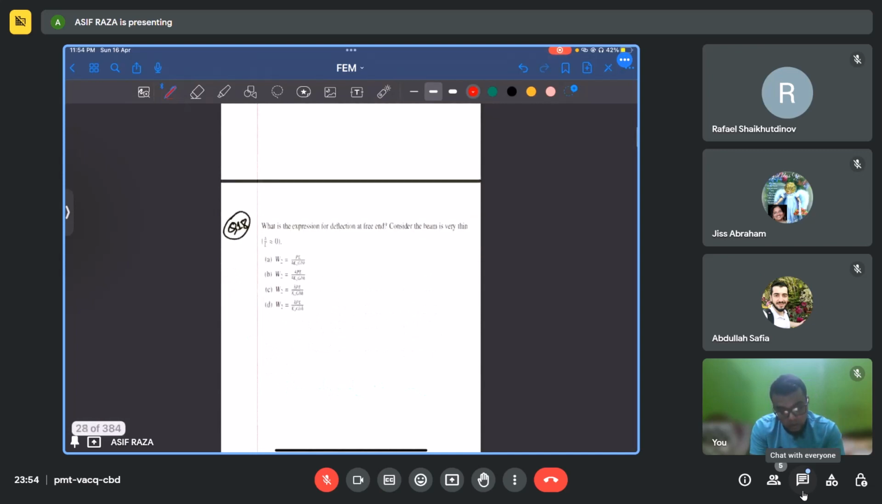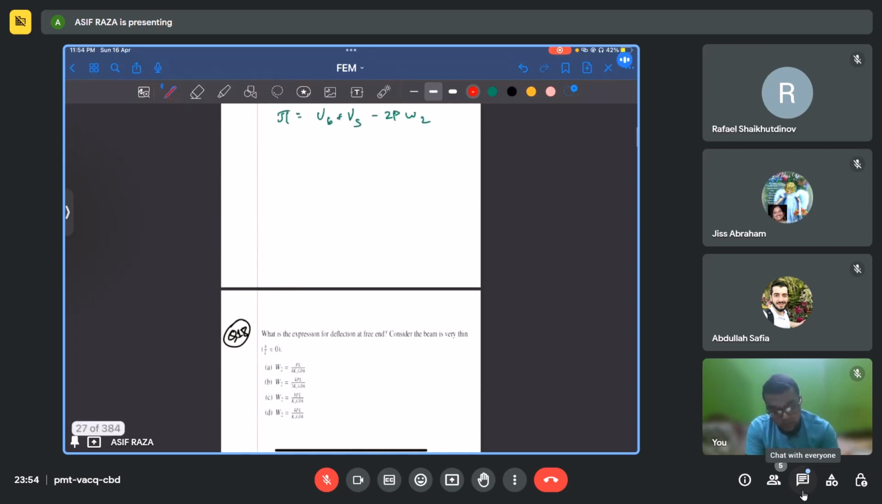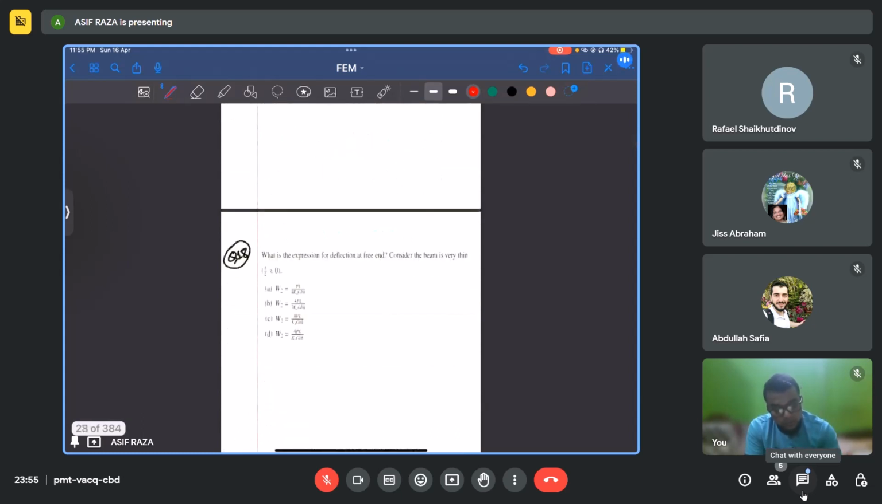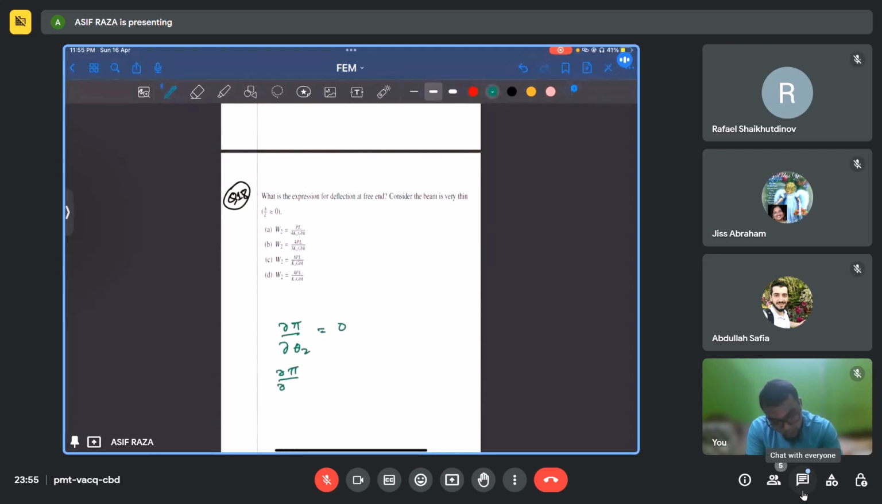Okay, I'll skip this question, but you guys can solve it. For this, what you need to do is, we have phi as this expression. We need to just solve dou phi upon dou theta 2 equal to 0 and dou phi upon dou W2 equal to 0. Solving these two equations, we'll get the value of theta 2 and W2. Okay.